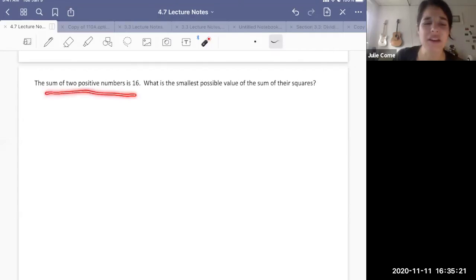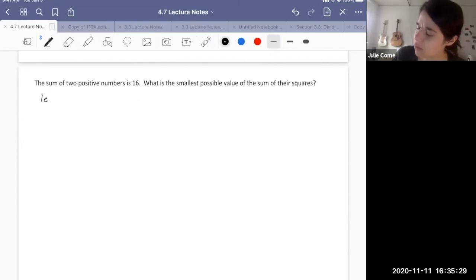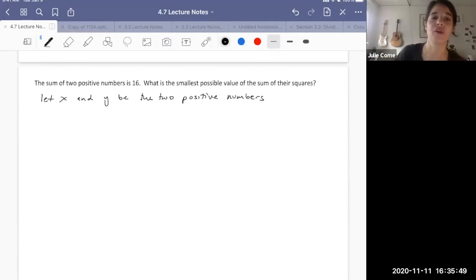Since I don't know what the numbers are, why don't we give them variable names? Let x and y be the two positive numbers. They may be the same number, so it's possible that x is equal to y, but I don't know that, so I have to use different variables, because x could be 12 and y could be 4, or vice versa.